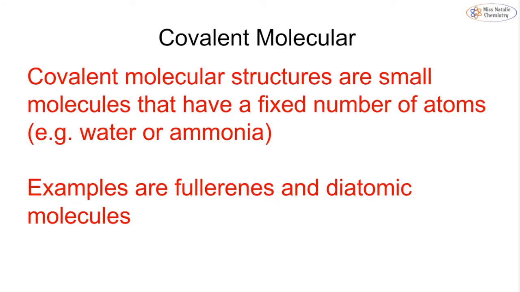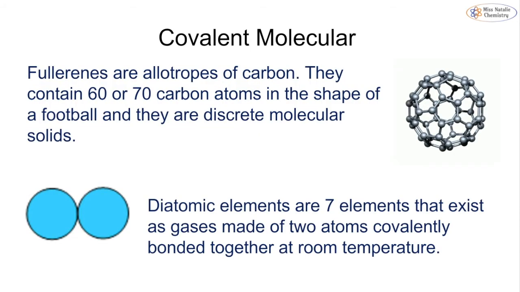So if we start off by looking at covalent molecular and we look at some of their examples, they are small structures that have a fixed number of atoms, as we said. And examples could be water or ammonia, or something known as fullerenes, or even our diatomic molecules. So what do we mean by fullerenes? Well, fullerenes are allotropes of carbon. And an allotrope is just a chemical word for a different type of carbon.